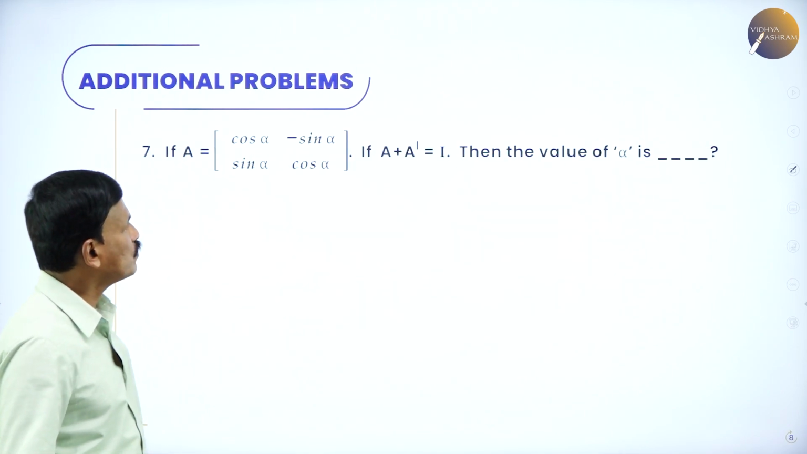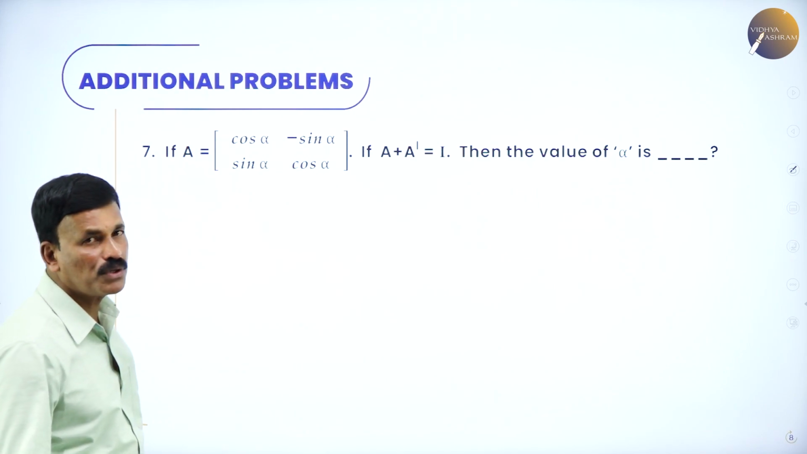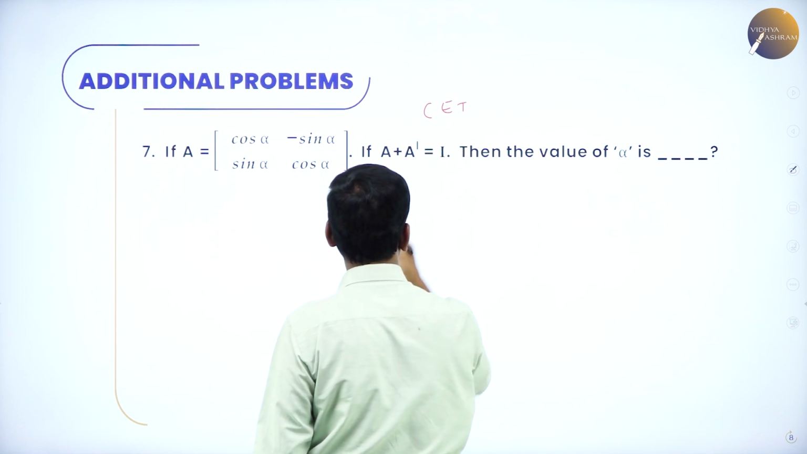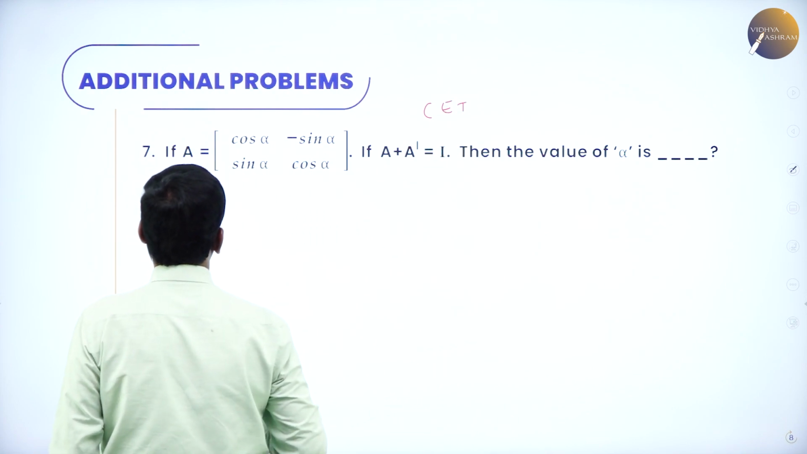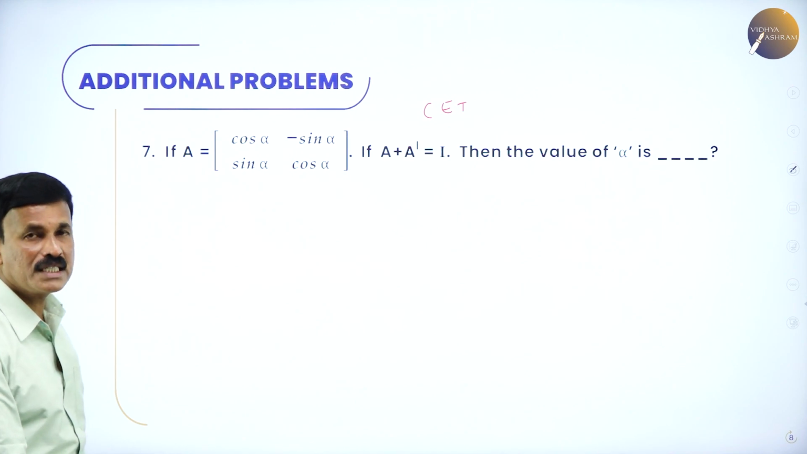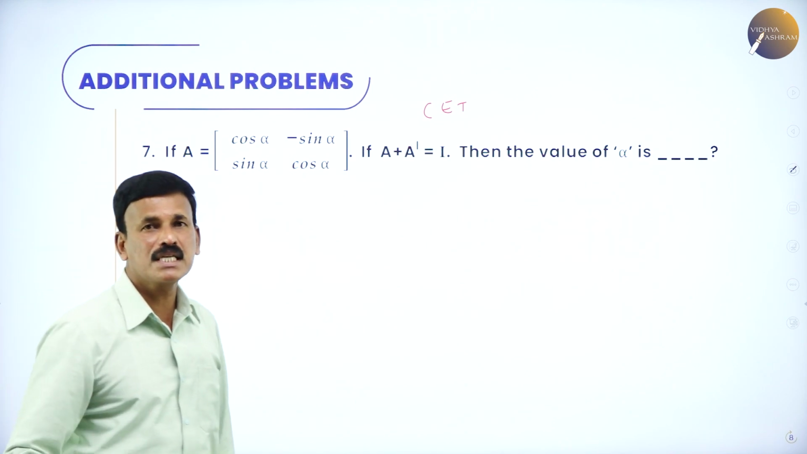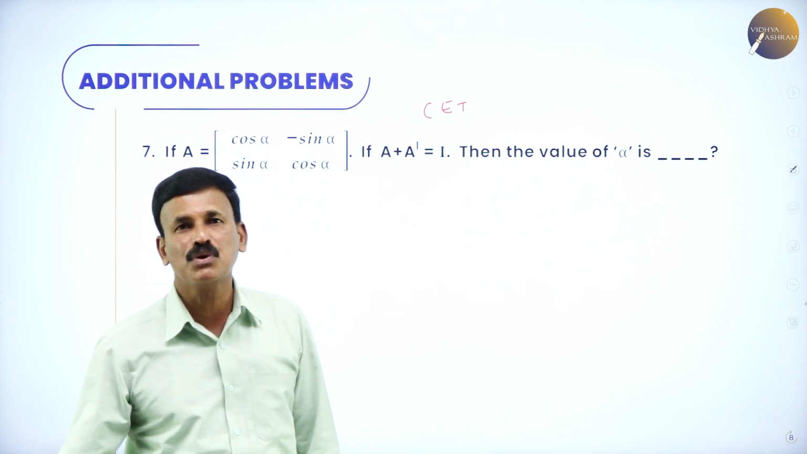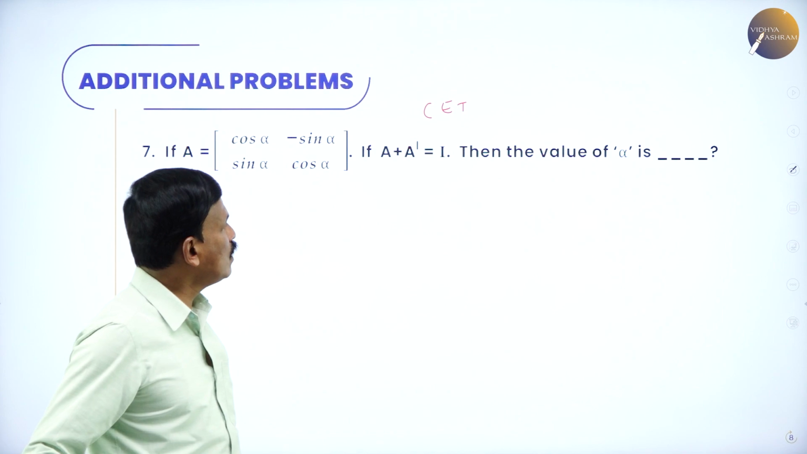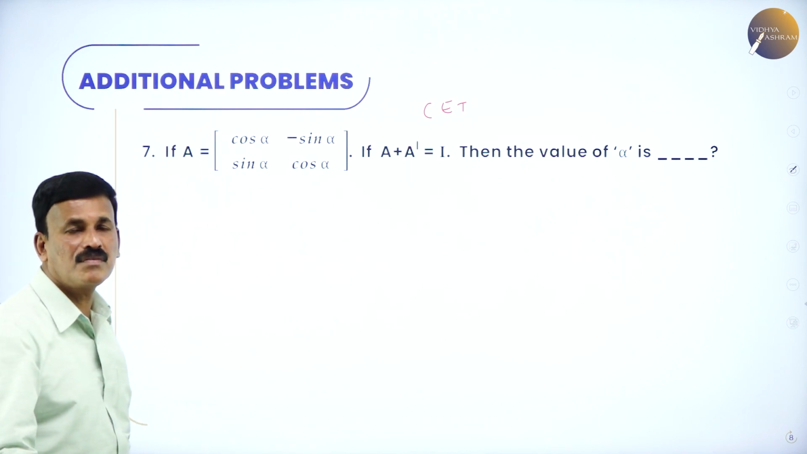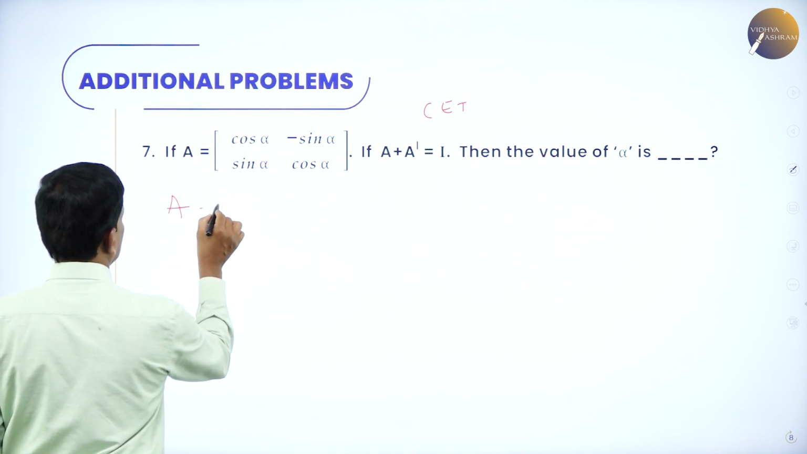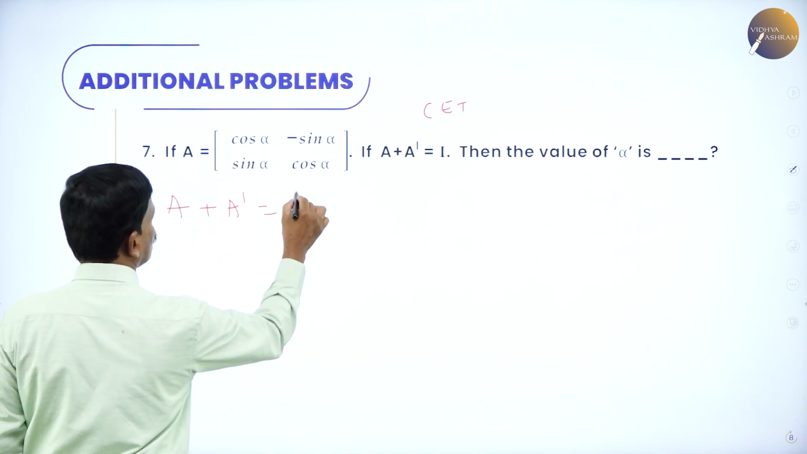Now come to the next problem. So here this is a very important problem. Sometimes they may ask this for a CET also. What is the problem given? If A is equal to cos alpha minus sin alpha cos alpha, and the given condition is A plus A dash, if you add A and the transpose, you will get an identity matrix. If such is the case, then the value of alpha, the angle, is to be determined. Now the first given equation is A plus A dash is equal to I.